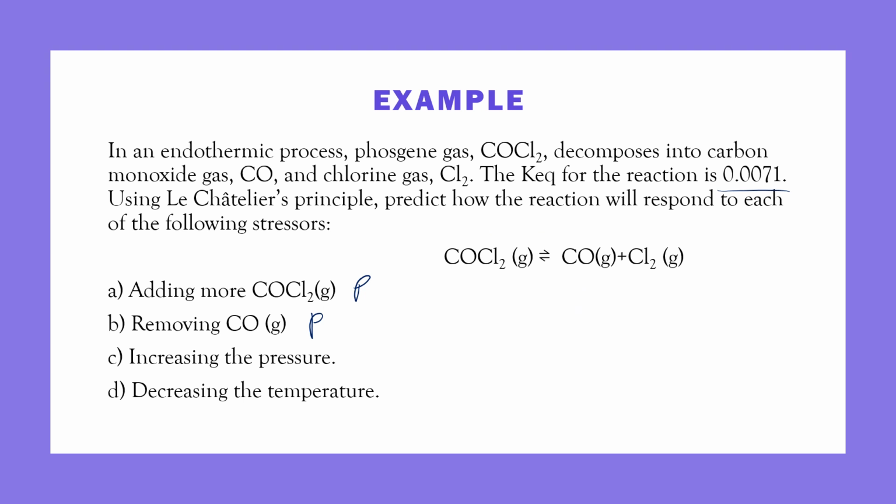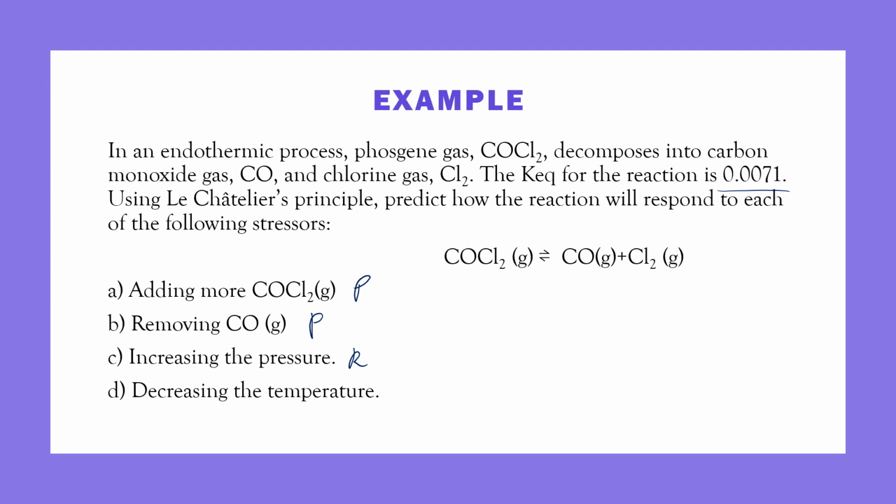Now if I increase the pressure, for pressure I need to count the moles of reactants and products gases. So I have 1 mole of gas versus 2 moles of gas. Increasing the pressure always goes to the side with less moles of gas, so it will go towards the reactant side.